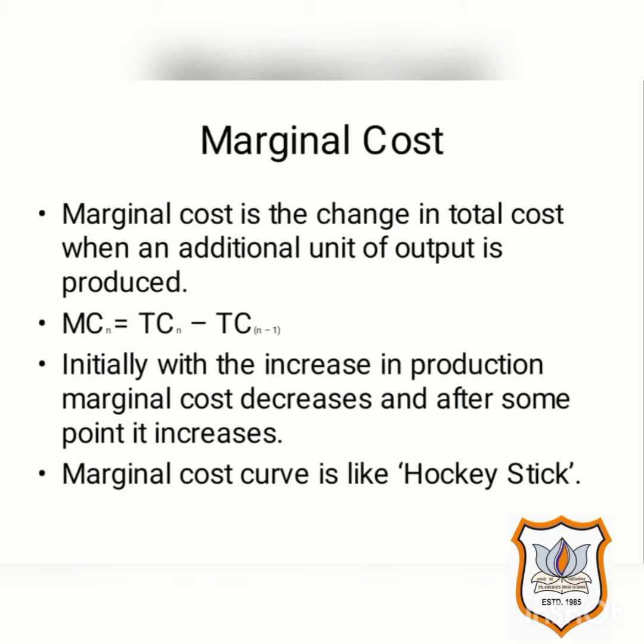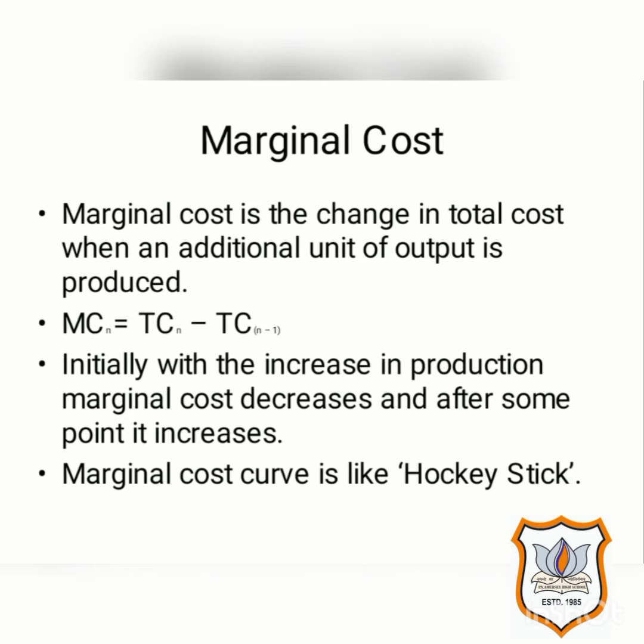Now the formula to find marginal cost is MCn = TCn - TCn-1. Here n means number of units, and therefore MCn means marginal cost of n units of output. In order to find that, the total cost of n units of output is taken, and from that the total cost of n-1 units of output is to be subtracted.